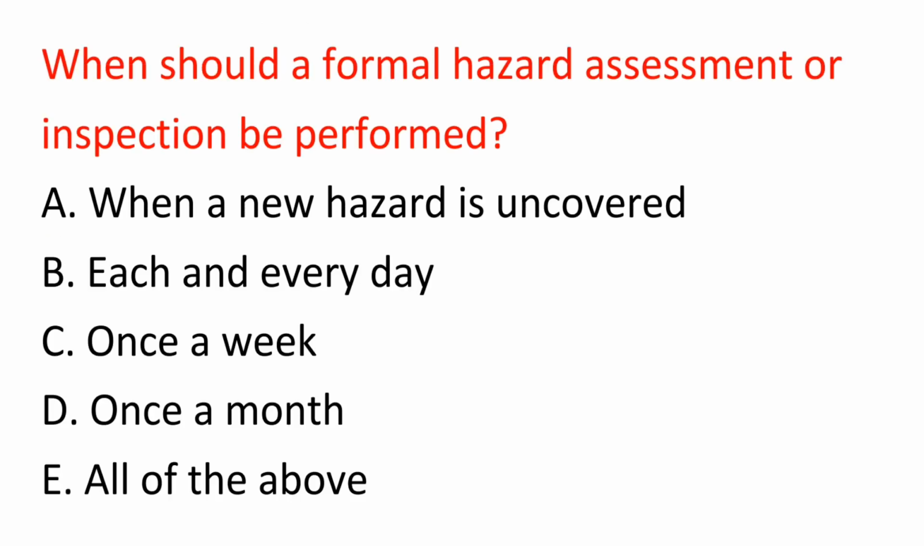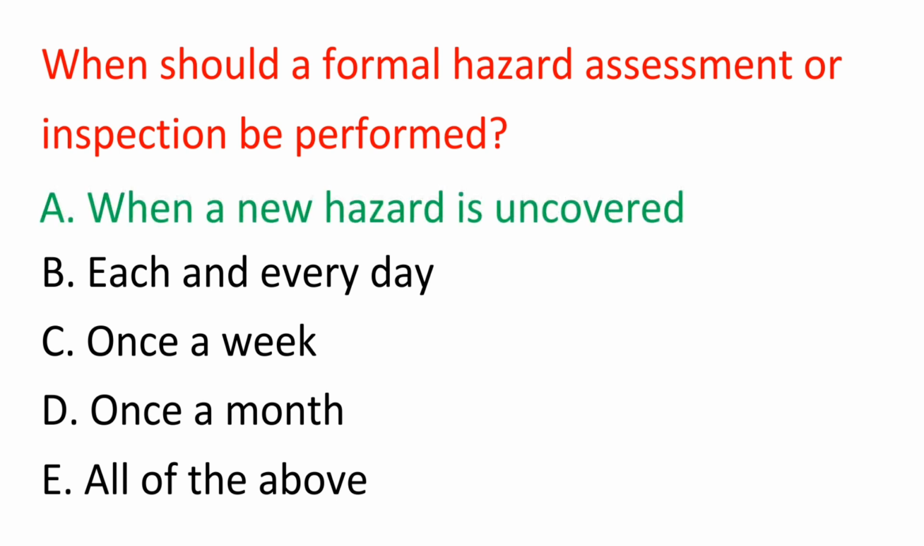Question. When should a formal hazard assessment or inspection be performed? A. When a new hazard is uncovered. B. Each and every day. C. Once a week. D. Once a month. E. All of the above. Answer. A. When a new hazard is uncovered.